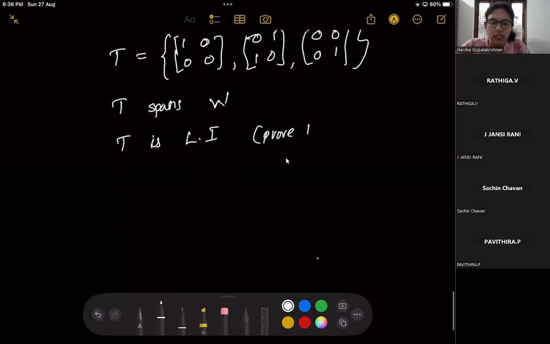Is there any doubt in this one? Anyone? No, ma'am. Okay. In the same way, we will quickly go through the skew symmetric matrices also.